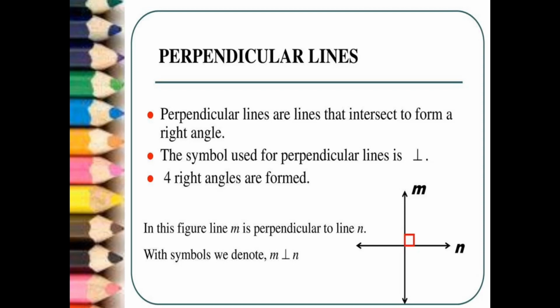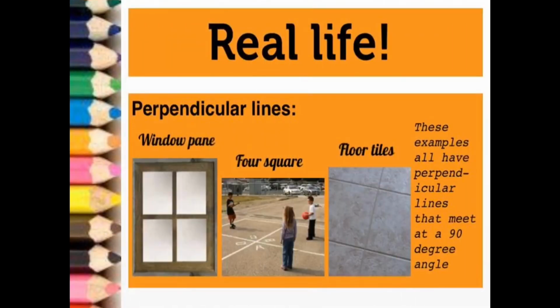Now students, let us see some real life examples of perpendicular lines. Some of the real life examples of perpendicular lines are window pane, four square, floor tiles. These examples all have perpendicular lines that meet at a 90-degree angle. Hopefully it is clear to you.